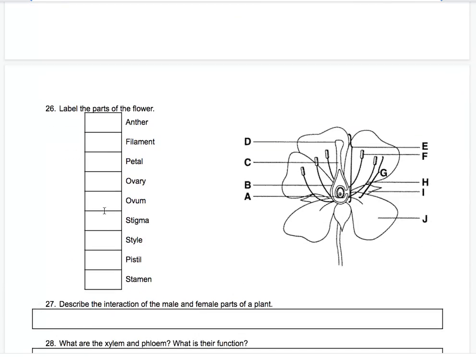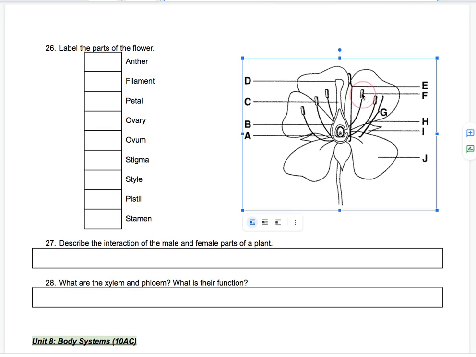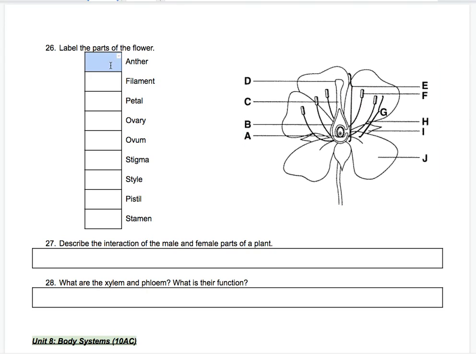Now I'm going to label the parts of the flower. The anther is the part where pollen is made, and that's right there on top of the male parts. The filament is right underneath the anther, and on this diagram, it's labeled H. The petal, those are those bright colors. J is the petal. The ovary is the female part. That's going to be B, that's the center.